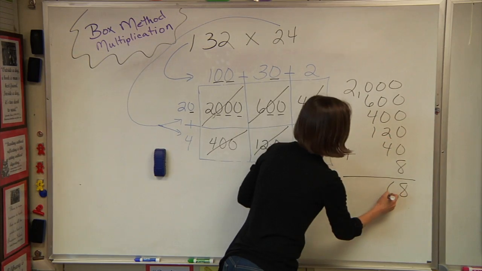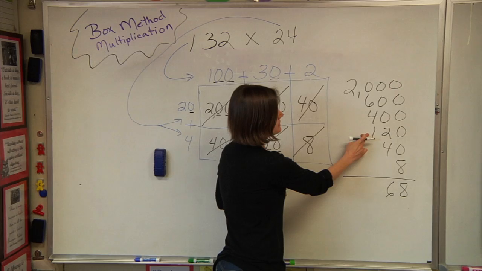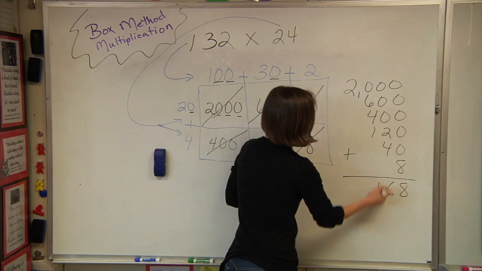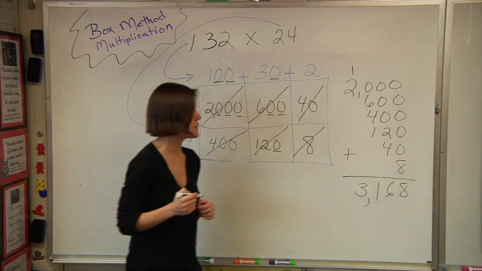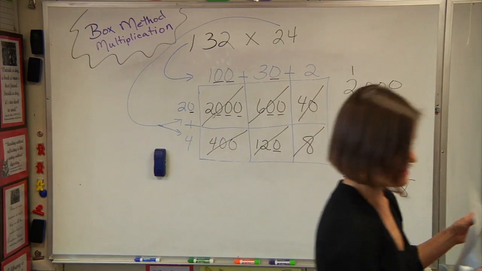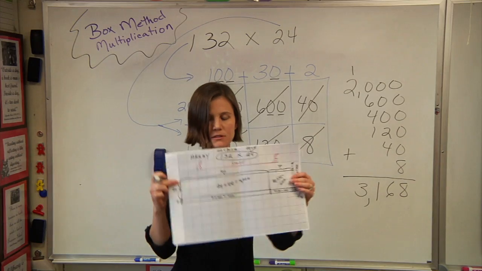2 plus 4 is 6. 4 plus 1 is 5. Plus 6 is 11. And my final answer is 3,168 seats in our strangely shaped movie theater.